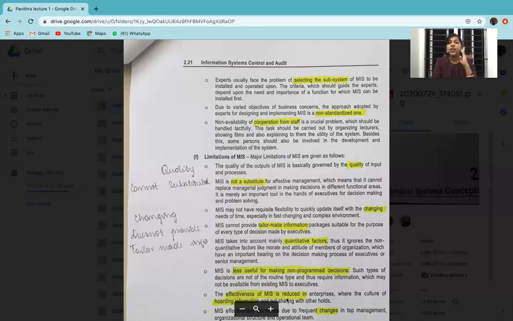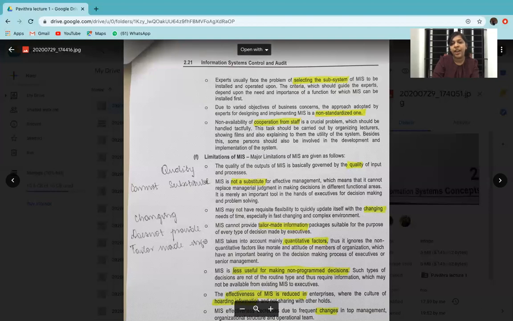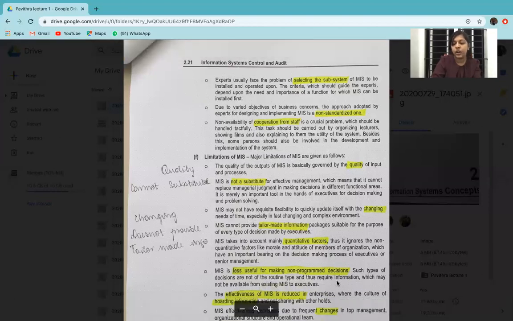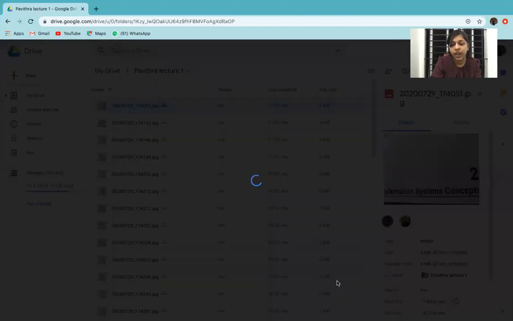Next one is that tailor-made information is not provided by MIS. It ignores the qualitative factors and only deals with quantitative factors. It is not useful for providing non-programmed decisions. Effectiveness is reduced if the management is going to hoard the information. And also, if there's a frequent change in top management, MIS is not likely to be useful, and it has to deal with its limitations.